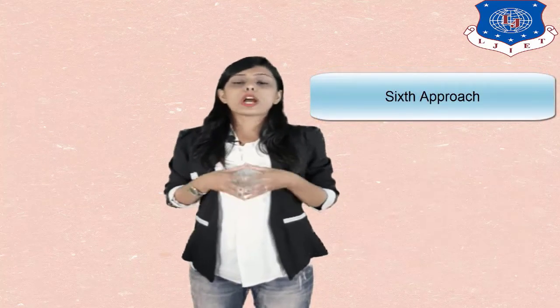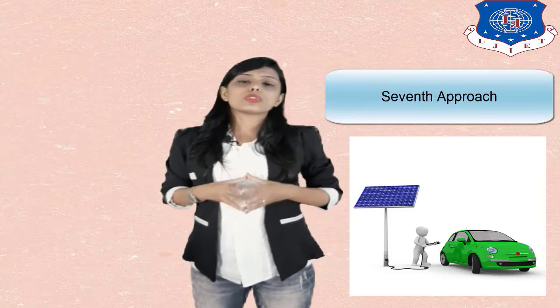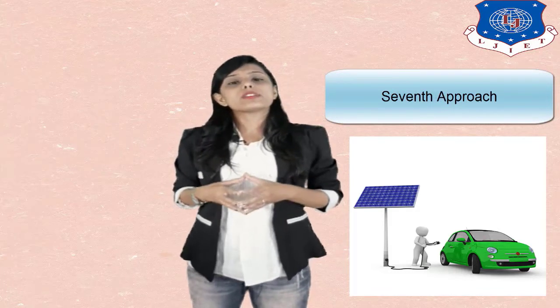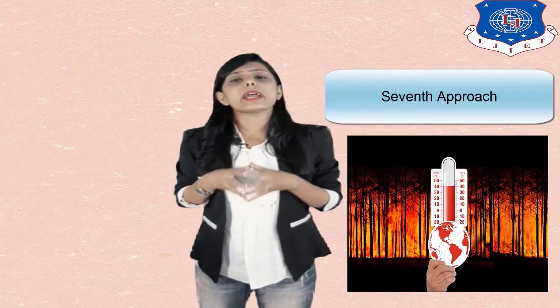The sixth approach to control global warming is stabilizing population growth. And the last approach is using energy resources judiciously, which will help in decreasing the temperature of the Earth, which is increasing day by day.